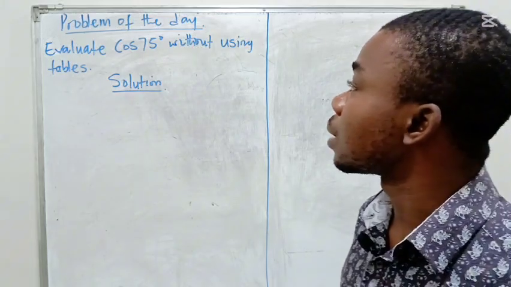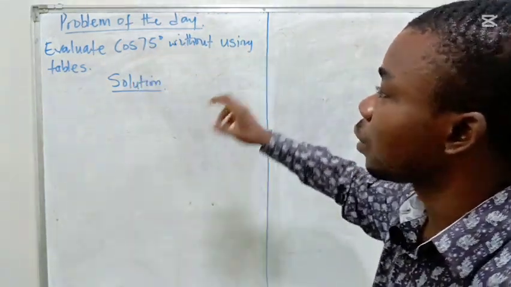Our problem of the day says that we should evaluate cos 75 without using tables.